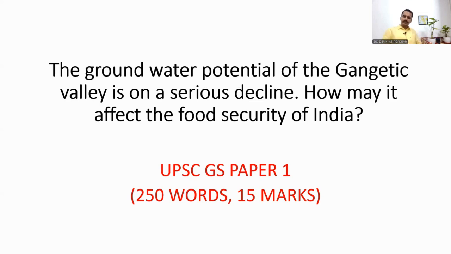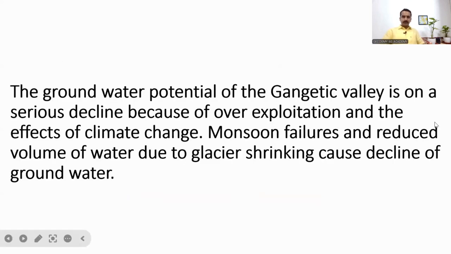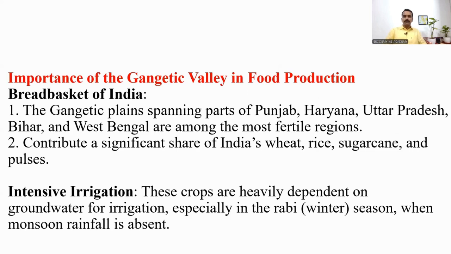Now for this statement, we can give a small intro like this. The groundwater potential of the Gangetic Valley is on a serious decline because of overexploitation and the effects of climate change. Monsoon failures and reduced volume of water due to the shrinking of glaciers cause decline of groundwater. So the causes of the decline of groundwater can be given as an introduction for this part. And then we can enter into the question part.